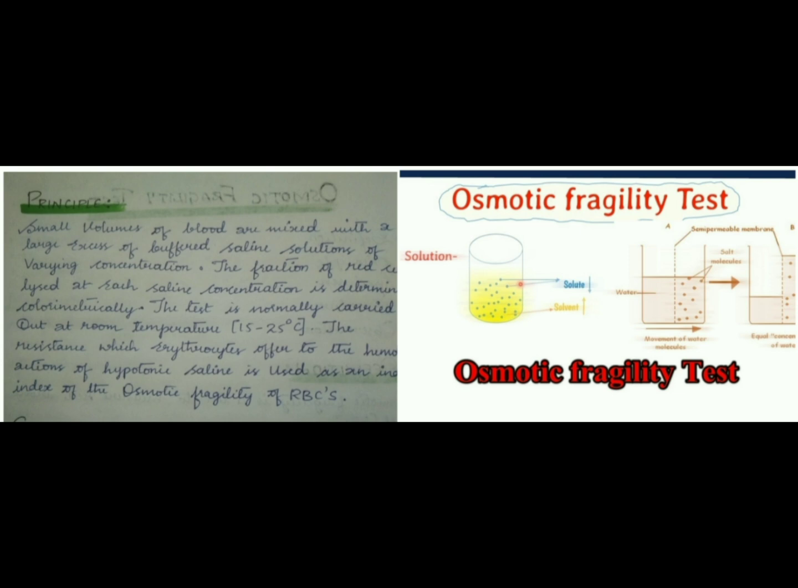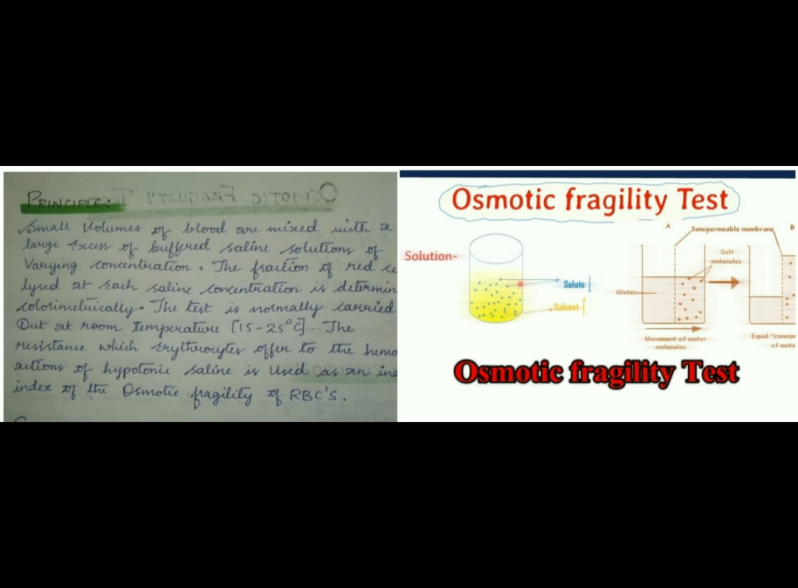Let's know about the principle of osmotic fragility. Small volumes of blood are mixed with a large excess of buffered saline solution of varying concentration. The fraction of red cells lysed at each saline concentration is determined colorimetrically.